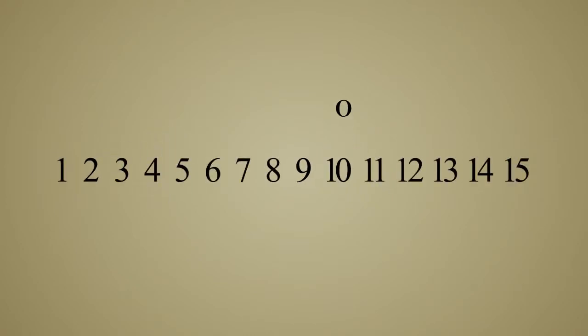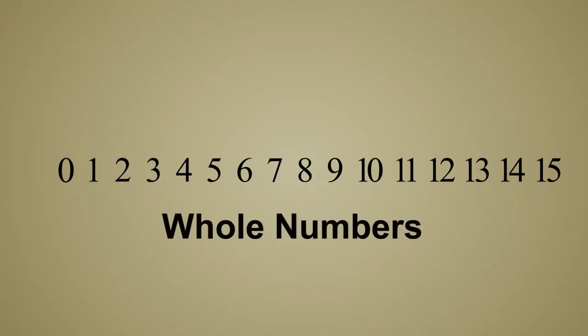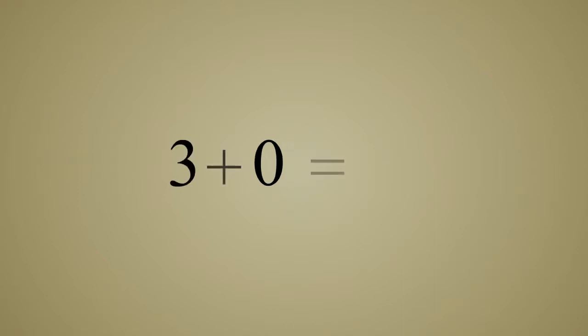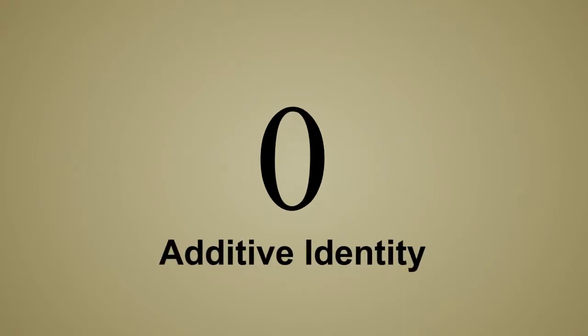At some point, people started including 0 along with the natural numbers. The natural numbers plus 0 became known as the whole numbers. 0 is a number with a unique property. When you add 0 to any number, the value of that number is unchanged. In mathematics, an identity element is a number that leaves the value of something unchanged when a particular mathematical operation is performed. So 0 is known as the additive identity.